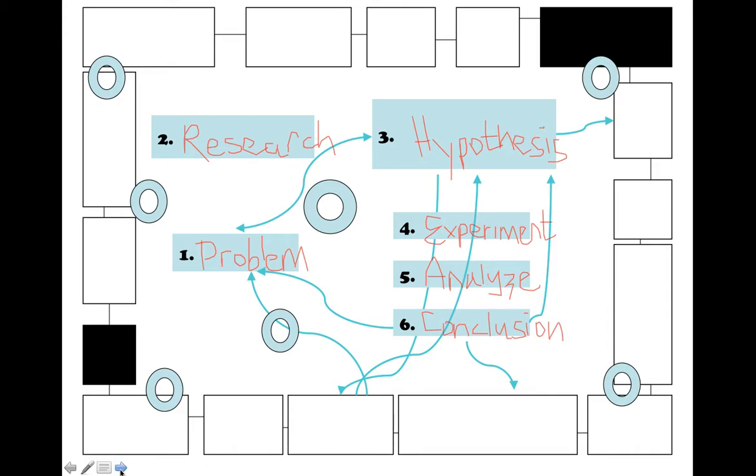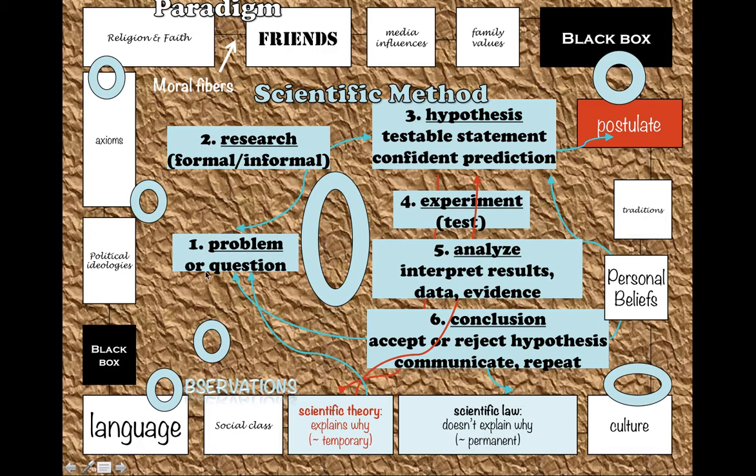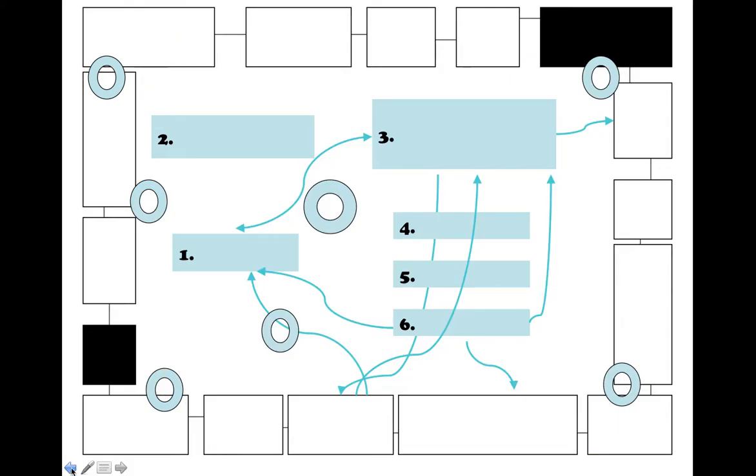Okay, let's just check this out on the diagram here because I wrote a little bit more detail. So problem or question, research, formal, informal, hypothesis. I squeeze the definition in there. You don't have to. Experiment, analyze, conclusion. All right, notice all of these crazy arrows because the scientific method is interchangeable. It doesn't mean you have to go in a particular order. Different circumstances may have you starting at a different spot.